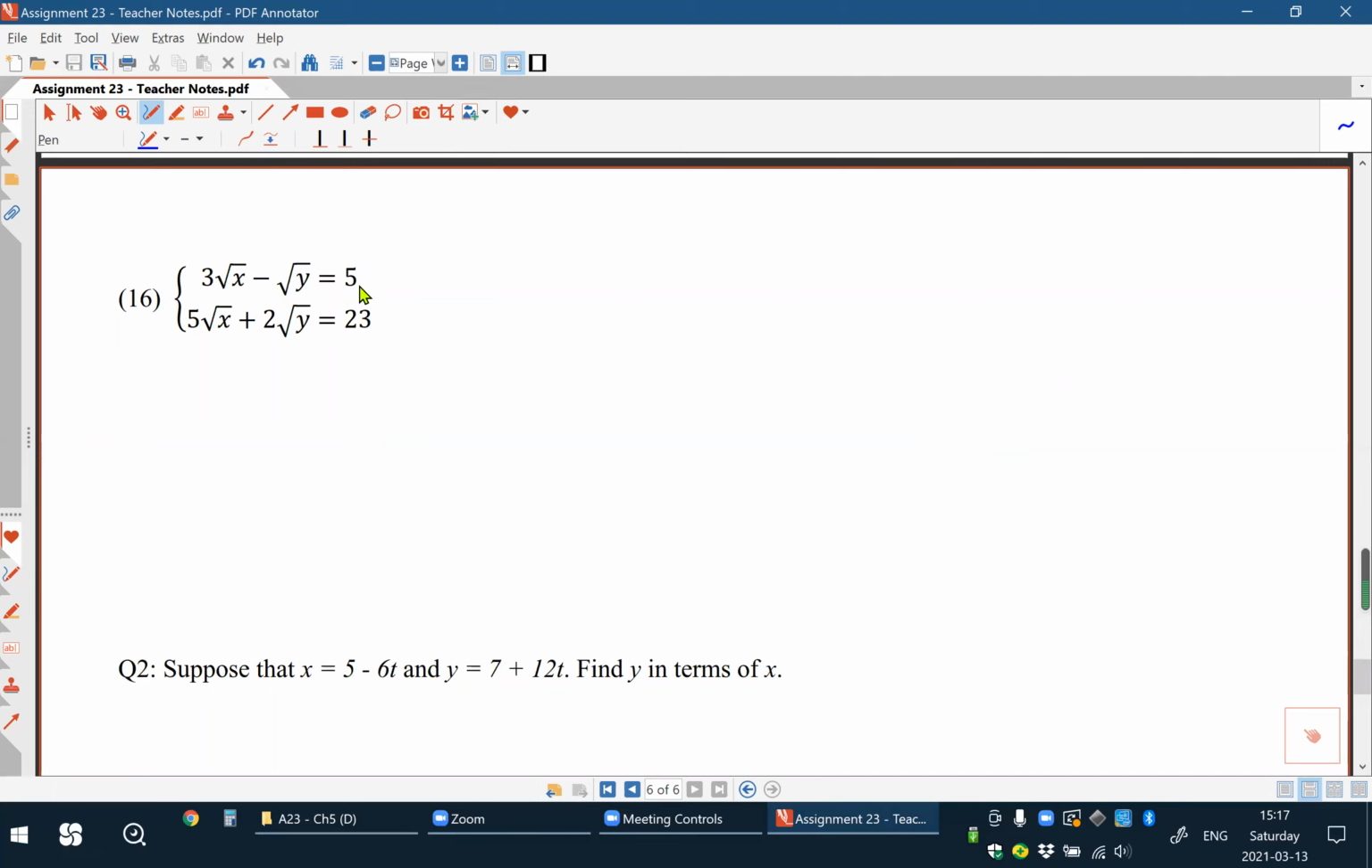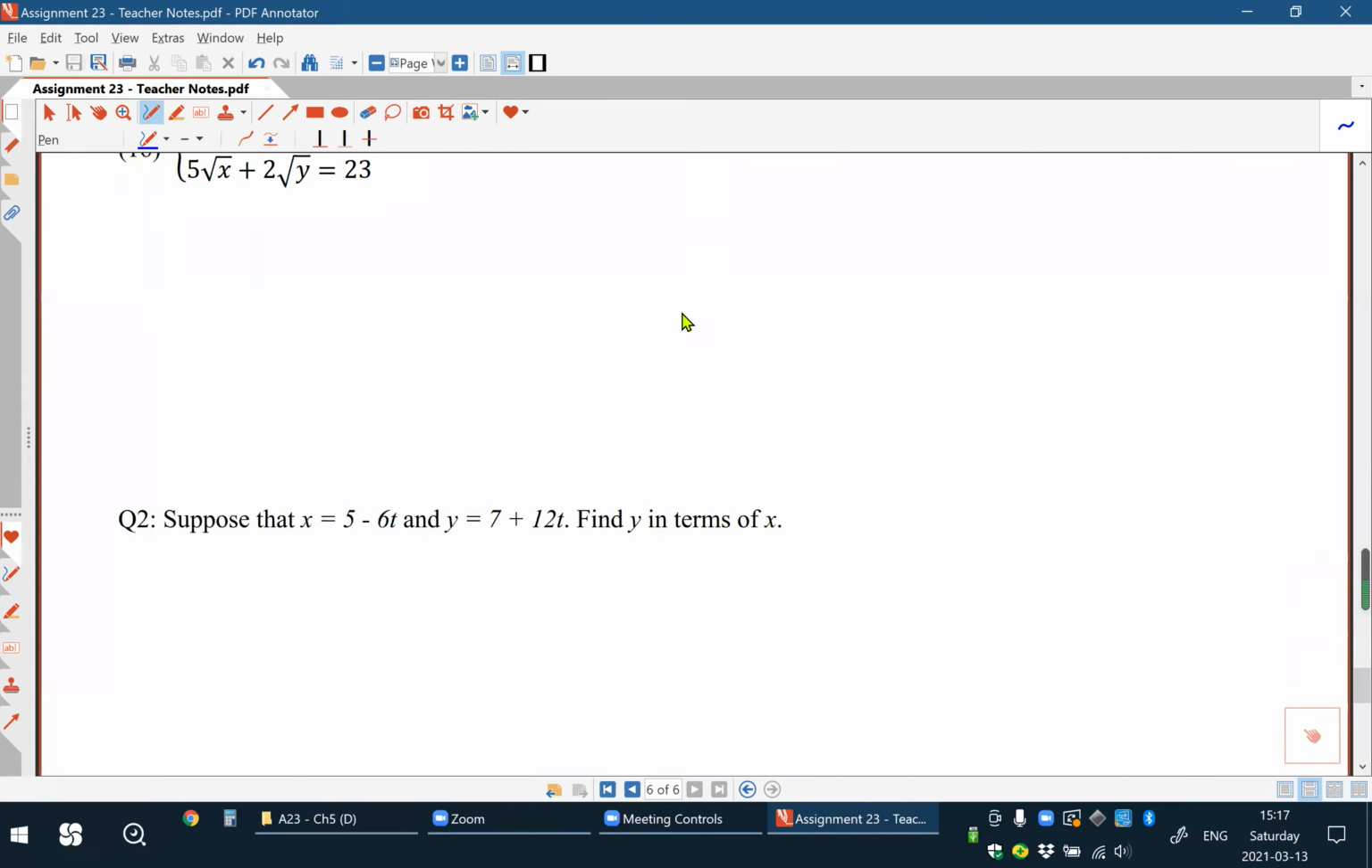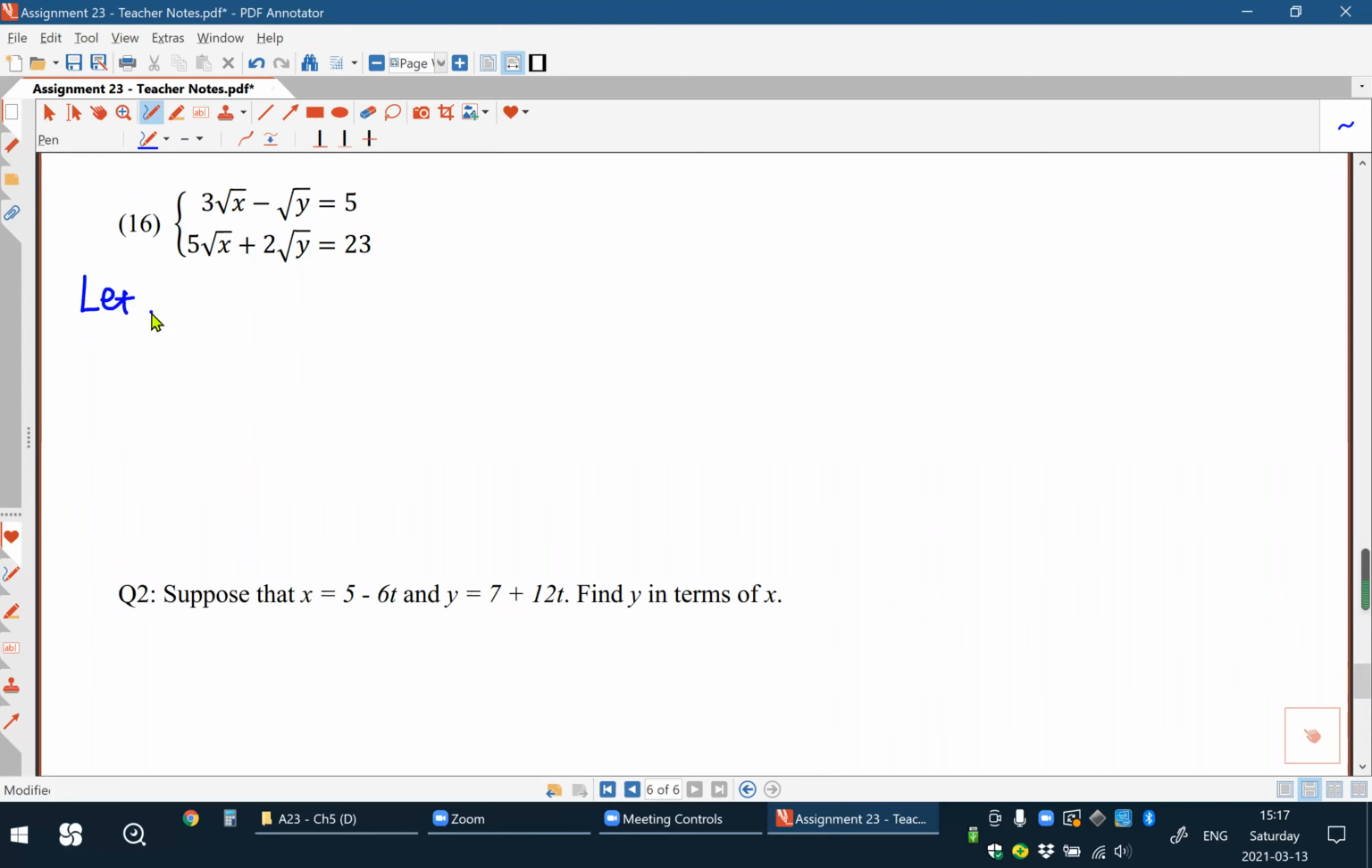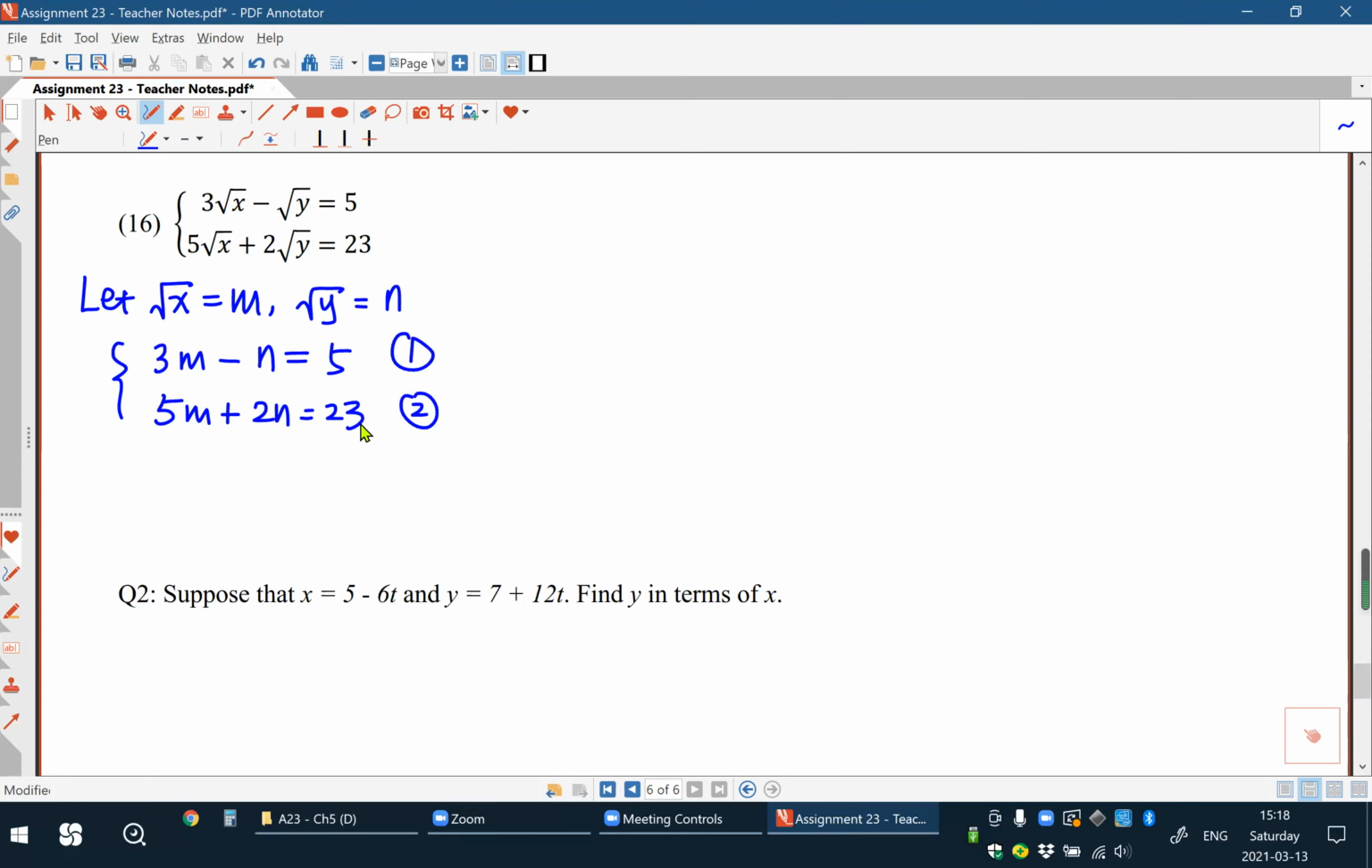Okay, next one. Again, this is not a linear system, right? But to use substitution method, we can convert this to a linear system. So we can let square root of x equal m and square root of y equal n. And the original equations become 3m minus n equals 5 and 5m plus 2n equals 23, right? So this new system is now a linear system, so we can follow the method we use to solve linear systems. Once we have solved m and n, then we know what x and y are.